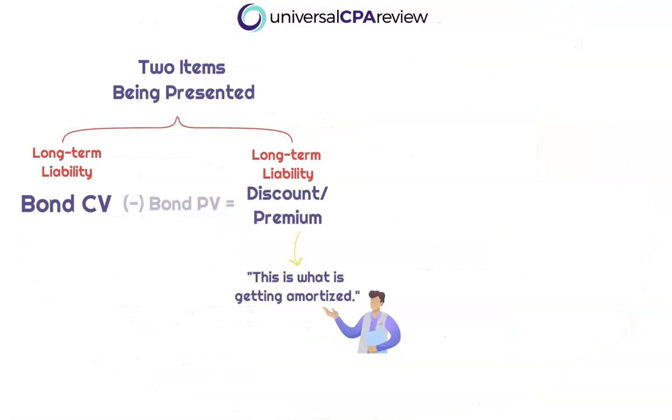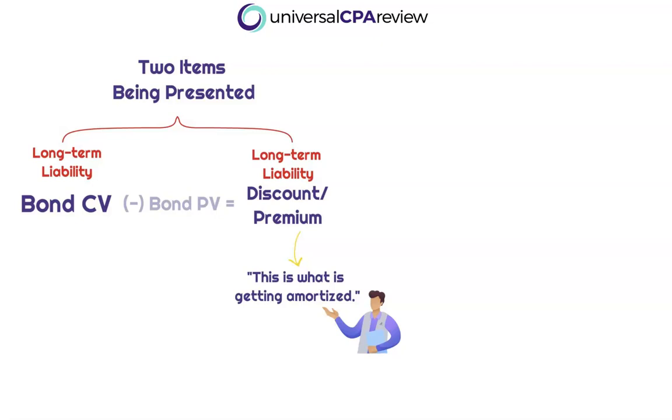And the point of the effective interest method is to amortize bond premiums and bond discounts. We remember that there are two items being presented in the balance sheet. We have the bond's liability itself, but we also have the discount and the premium. And that's the difference between the issuance price and the bond's face value. This difference is what we're ultimately amortizing.